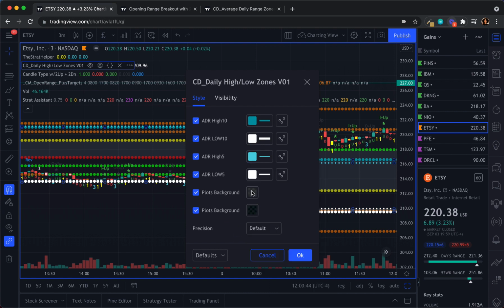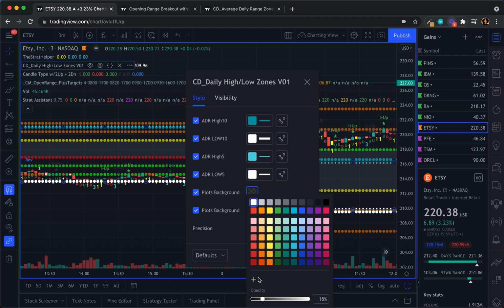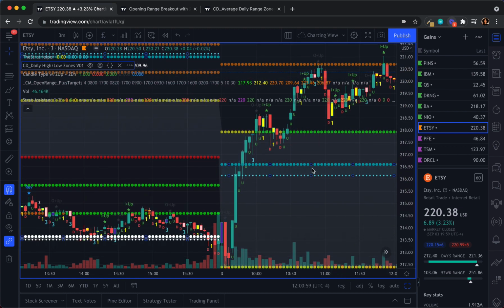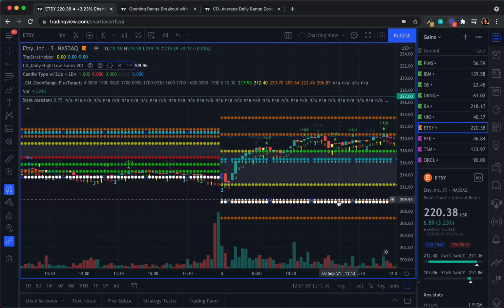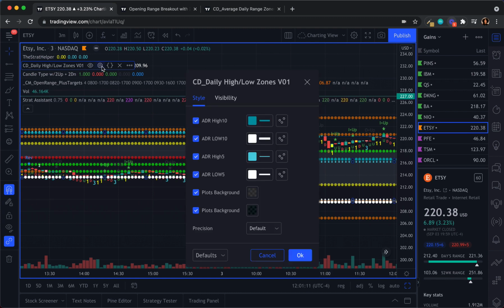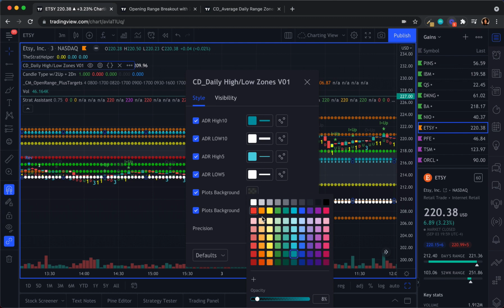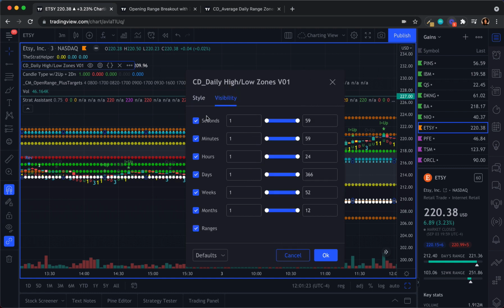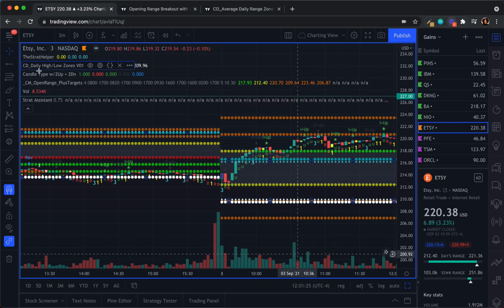And then for the background, I'm using white at 18% opacity, and that is the background in between the high 5 and high 10. If you notice, it's kind of hard to see, but there's a little blue plot in here, and there's a little white plot in between those lines. So if I go back to that, you'll see for the blue, I do 8% blue opacity, and that's how I get that. It looks like I have it on default precision, and I didn't touch these visibilities either. So those are my settings for average daily range.